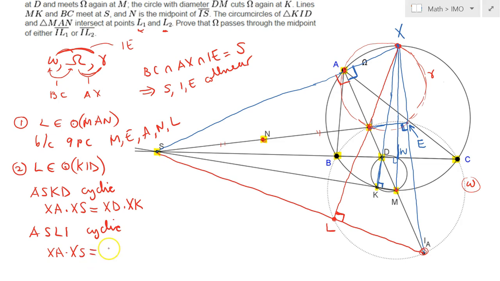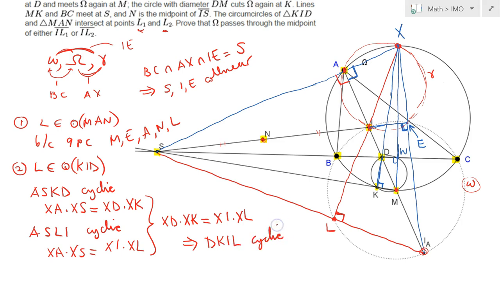XA times XS is equal to XI times XL. Now if I combine these two results, the left-hand sides are equal, so the right-hand sides should also be equal, suggesting that XD times XK is equal to XI times XL, immediately implying by the converse of the power of a point theorem that DKIL is cyclic. So therefore L is sure enough on the circumcircle of KID.